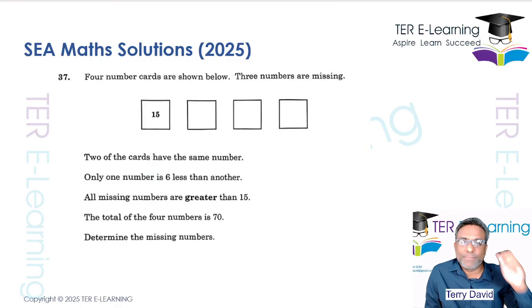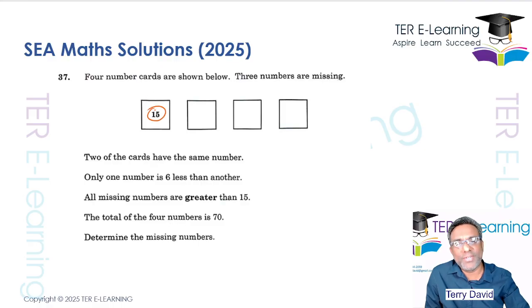Question 37. We have 4 numbers shown below. 3 numbers are missing. 2 of the cards have the same number. Only one number is 6 less than the other. All missing numbers are greater than 15. And the total of the numbers is 70. 4 numbers is 70. So here's what I would do in a question like this.